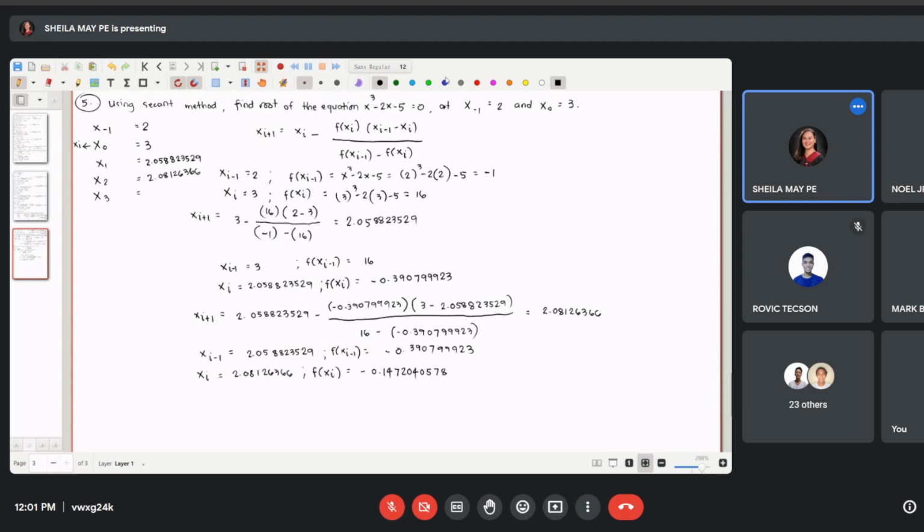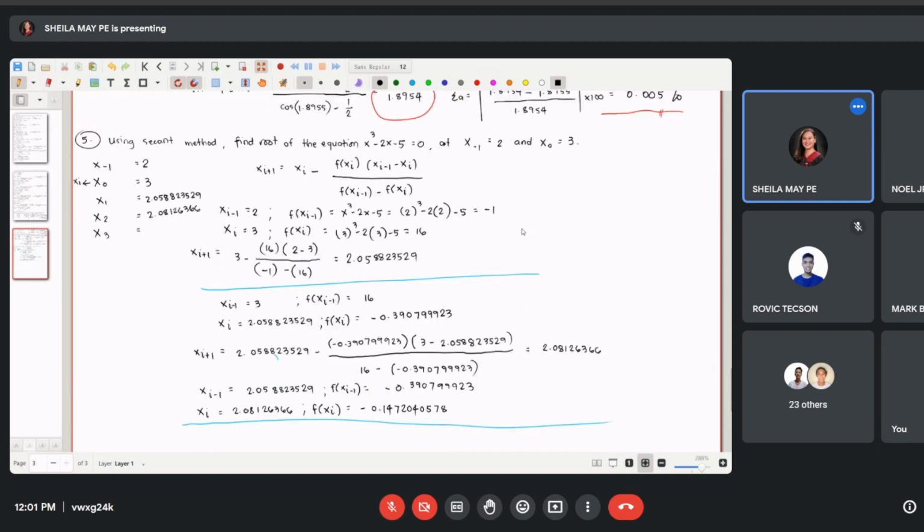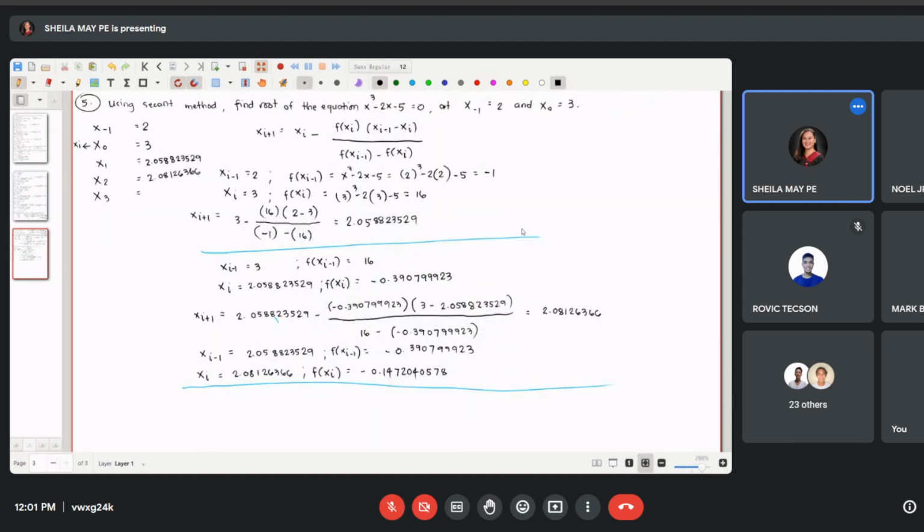By the way, this is for our error here. E sub s is 0.7%.